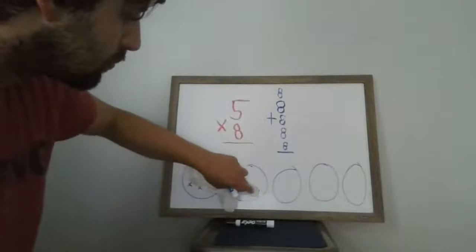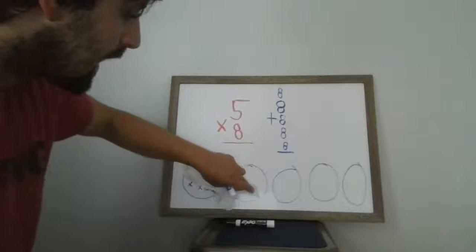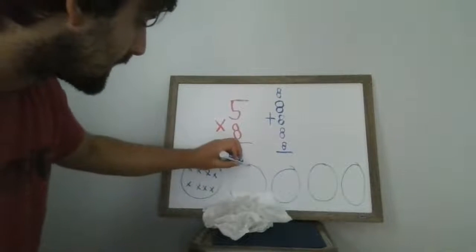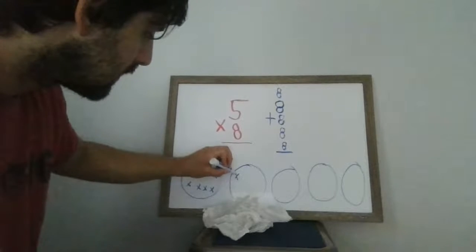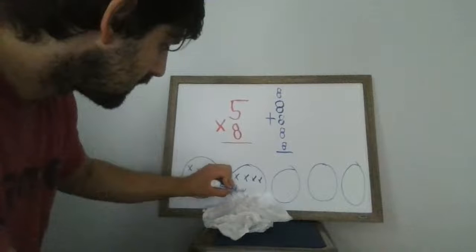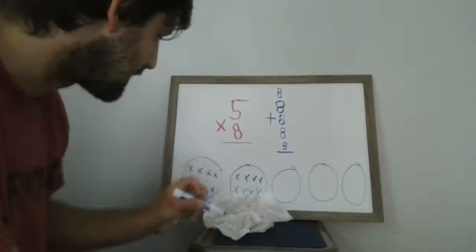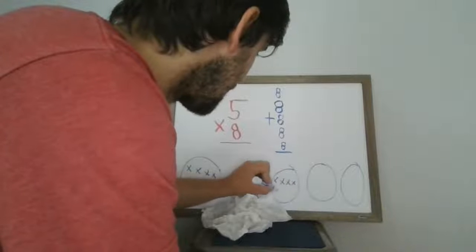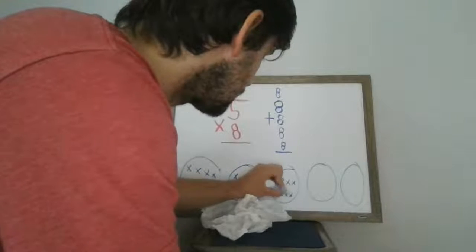So make sure that when you draw your X's or dots or whatever the 8 objects you're drawing is, make sure that they're spaced out as much as possible. So I'm drawing my 8 X's in each of the 5 circles.